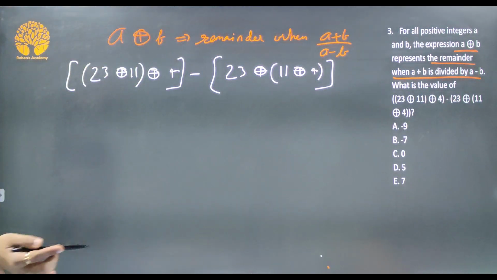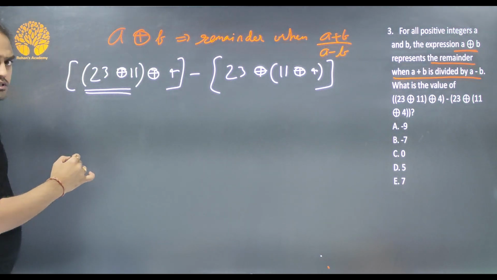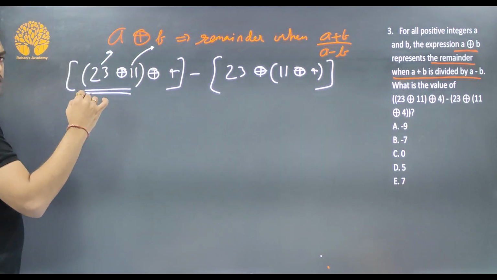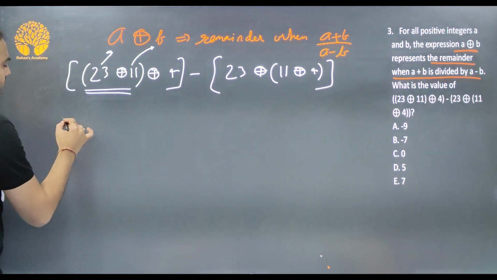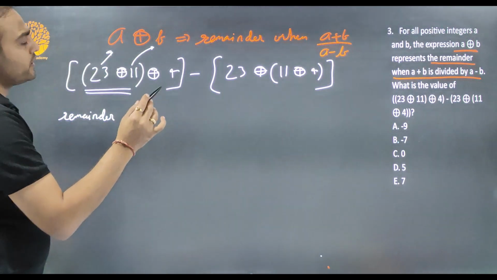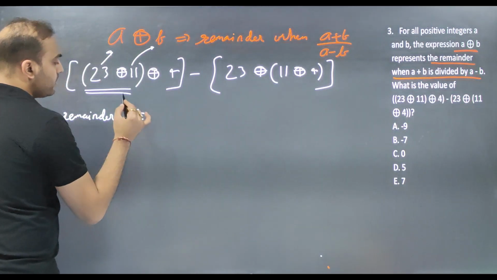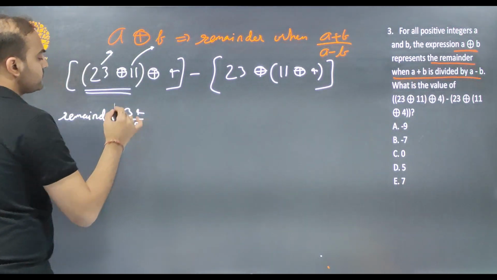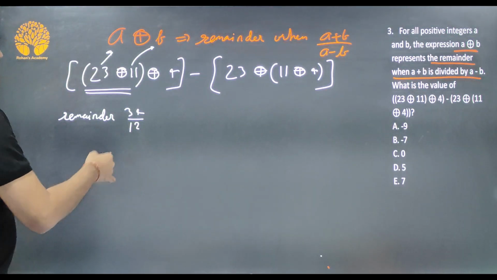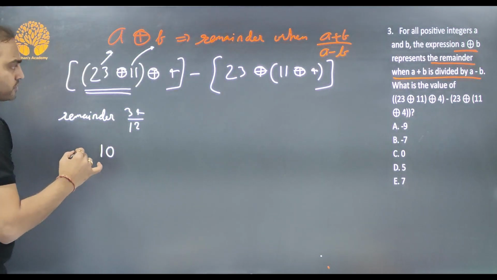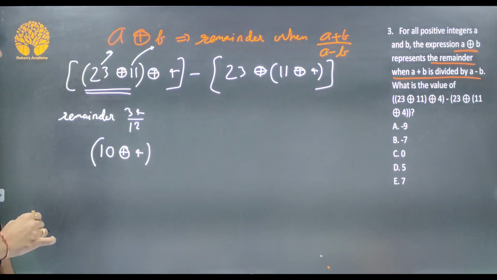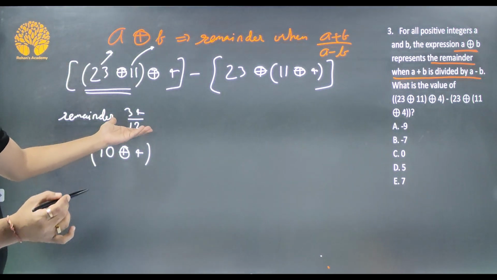Again, we apply the BODMAS rule. We solve the brackets first. For this bracket, 23 becomes a, 11 becomes b. So this becomes the remainder when 23 plus 11, that's 34, is divided by 23 minus 11, which is 12. Okay, remainder when 34 is divided by 12. If you solve it, this becomes 10, right? Because 12 twos are 24, remainder is 10.